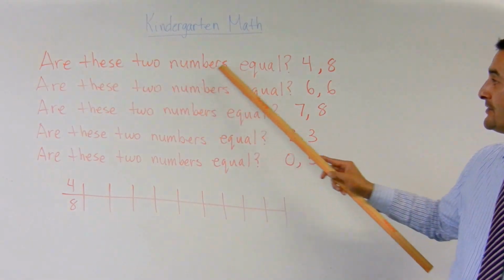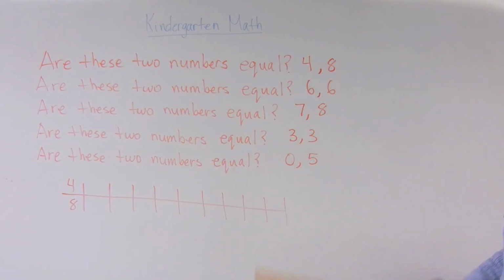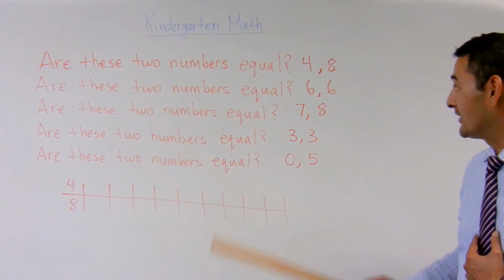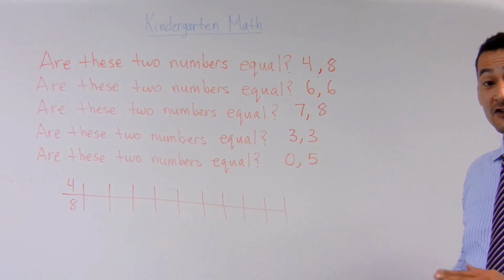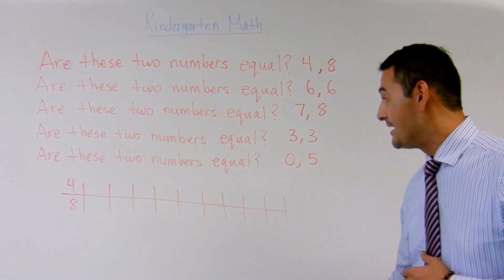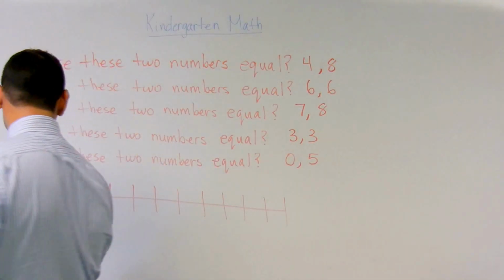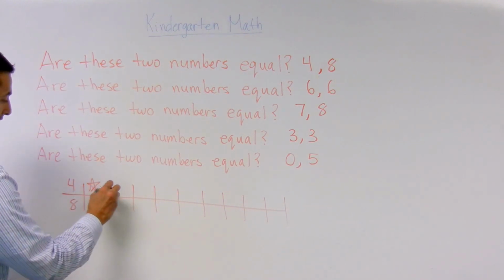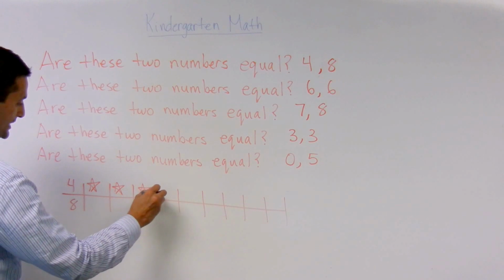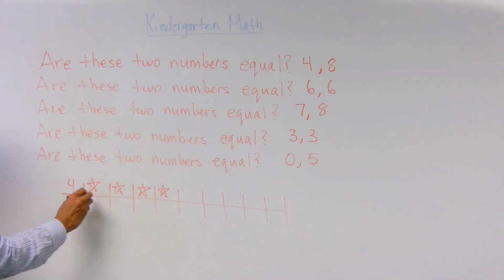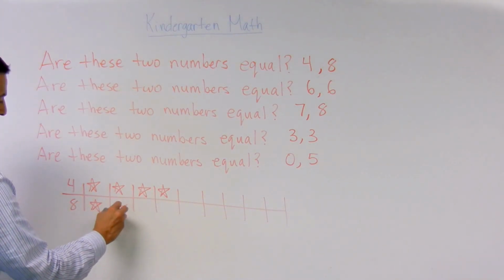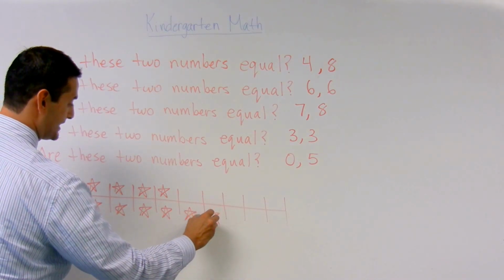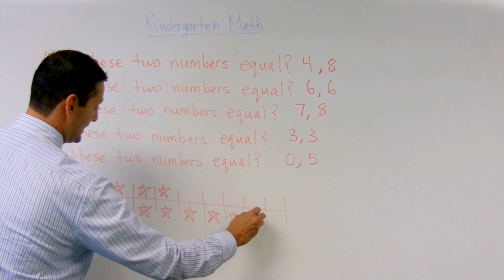Are these two numbers equal? 4 and 8. Well, first of all, are they the same, boys and girls? They're not, right? This is a 4 and that's an 8. So they're not equal, okay? But let's go ahead and draw a picture. Here we have 4 and we have an 8. So I'm going to draw 1, 2, 3, 4, and now I have 8. 1, 2, 3, 4, 5, 6, 7, 8.